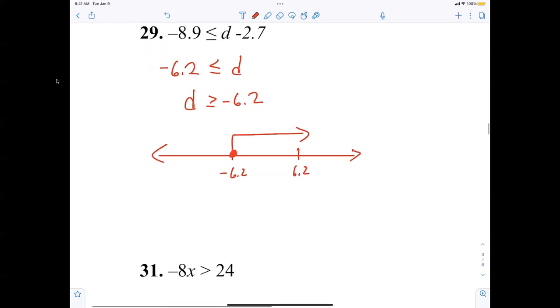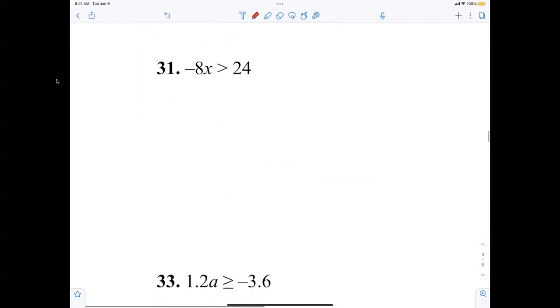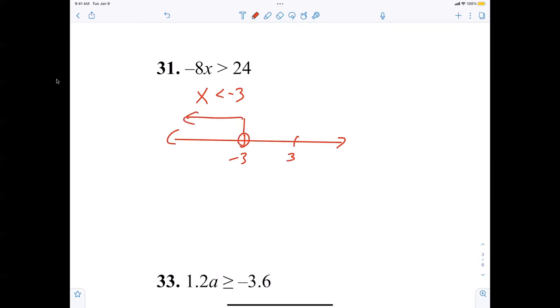Okay, Nora, you're up, 31. Okay, so 24 divided by -8 would be -3, but then you have to change the sign. So it would be x is less than -3. Very good. And then on the number line, it would be an open circle on the -3 and then going to the left. Thank you, kiddo. Perfect. I like the speed at which we're doing these without a calculator, guys. I think this is pretty good. I made the numbers easy for a reason.